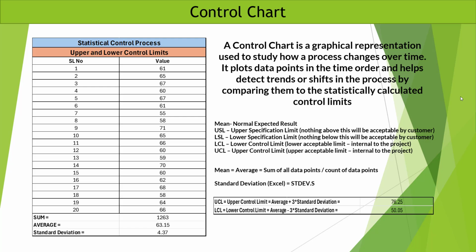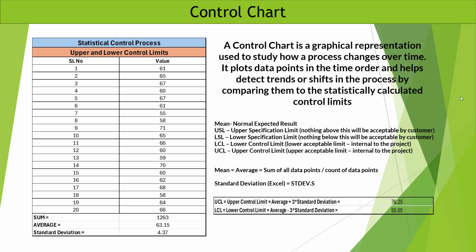Now the question which comes here is, what are statistically calculated control limits? So it is USL and LSL, which are the upper specification limit and lower specification limit, and nothing above this or below this will be acceptable by the customer. That means while we started this particular project and started working on the process, these USL and LSL were defined and agreed, as per the agreement and the contract, by the customer or client. What are LCL and UCL? That is internally managed and defined by the project team. It is internal to the project, whereas LCL stands for lower control limit and UCL stands for upper control limit.